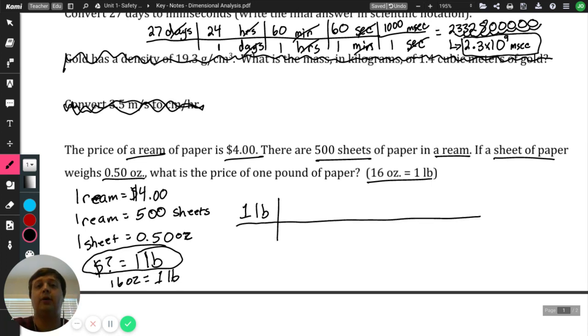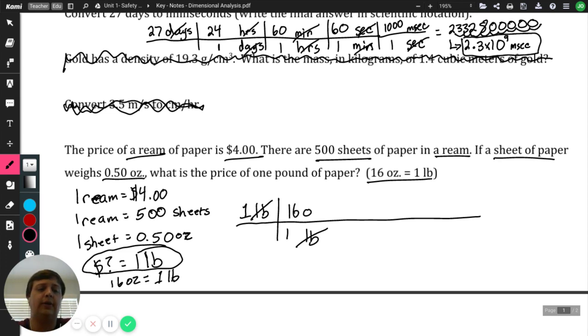And I ask myself, is a pound what I'm looking for? Well, no, I'm trying to get into money, right? I need to figure out how much money it costs. So pounds gets canceled out. Now, do I know of a conversion that goes from pounds into dollars? Well, no, I don't. I know that there's 1 ream in $4. There's 1 ream in 500 sheets. There's 1 sheet in 0.5 ounces. I'm going to skip this one because it's obviously what I'm going to start and end with. And the last thing is there's 16 ounces in a pound. Okay, well, I don't know dollars, but I do know that a pound is 16 ounces. So we're going to use that.